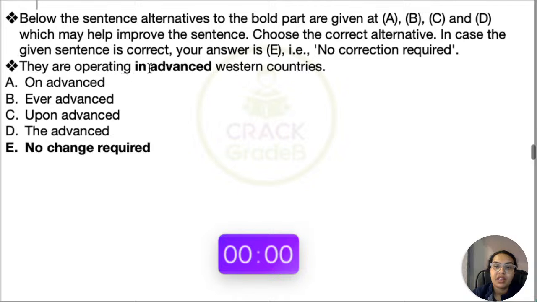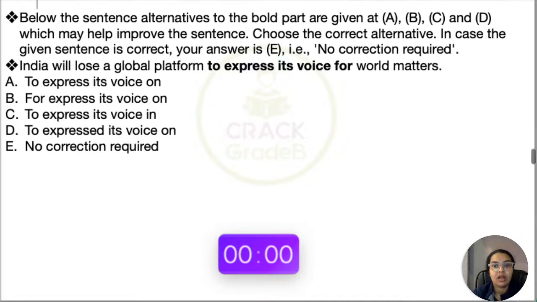So they are operating in advanced Western country. It is not about in advanced; advanced is used as an adjective for a noun here. So they are operating, and where, in countries, now what kind, Western, and what kind, advanced countries. So sometimes we can again just go through the highlighted part and think, oh, advance is nothing else. But here advance is the same. On, ever, upon, the. There is a difference in every first word of the option. So you need to pay attention there.